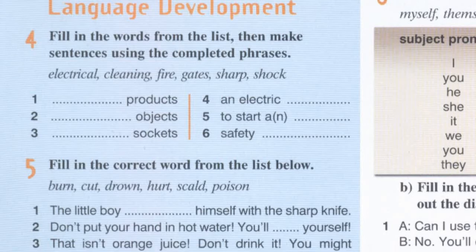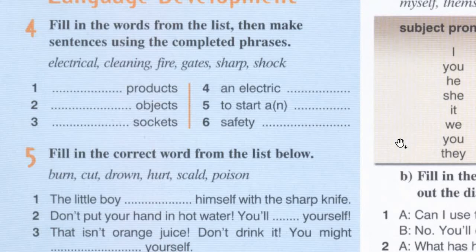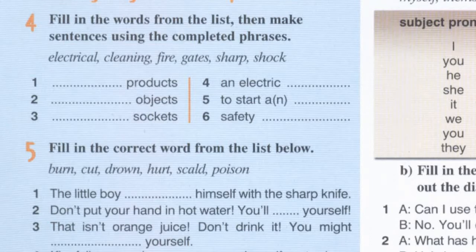Okay, go back to exercise number 4 and the first. Look at the list or word bank: electrical, cleaning, fire, gate, sharp, shock. And number 1. What is the correct word to complete this expression? Well done. Cleaning products. How about number 9? Number 9, sorry, we don't have 9. Number 6. Safety.